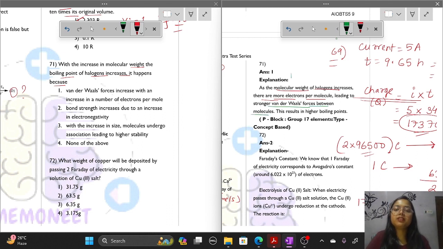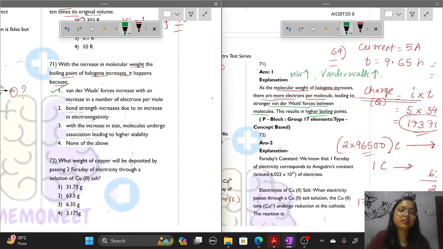So as the molecular weight increases, the van der Waals forces also increase, which results in a higher boiling point. So option number 1, van der Waals forces increase with the increase of electrons per mole. So this is the correct option.